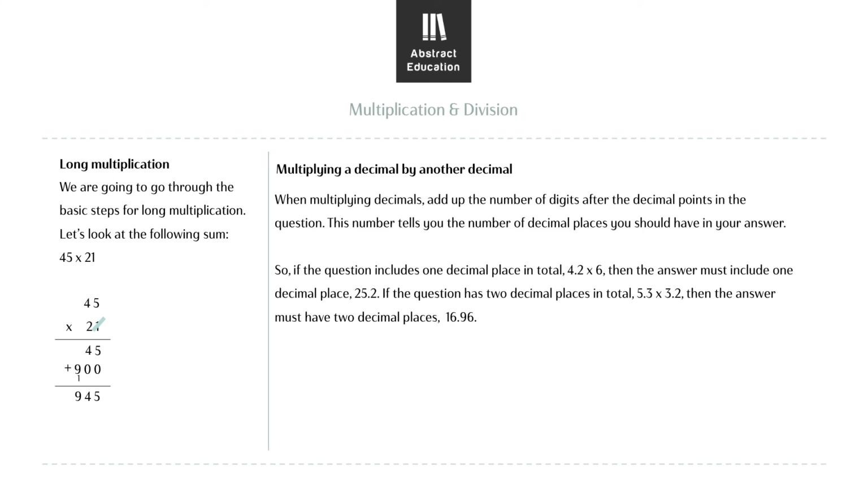When multiplying decimals, add up the number of digits after the decimal points in the question. This number tells you the number of decimal places you should have in your answer. So if the question includes 1 decimal place in total, 4.2 multiplied by 6, then the answer must include 1 decimal place, 25.2. If the question has 2 decimal places in total, 5.3 multiplied by 3.2, then the answer must have 2 decimal places, 16.96.